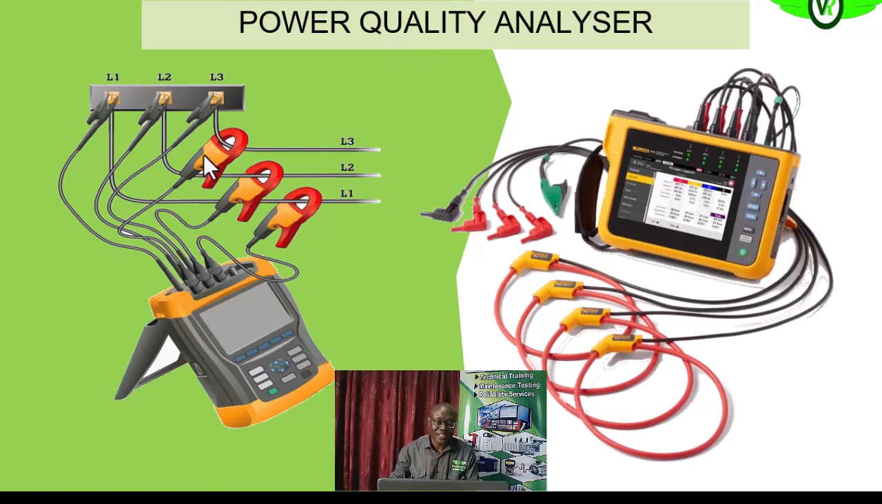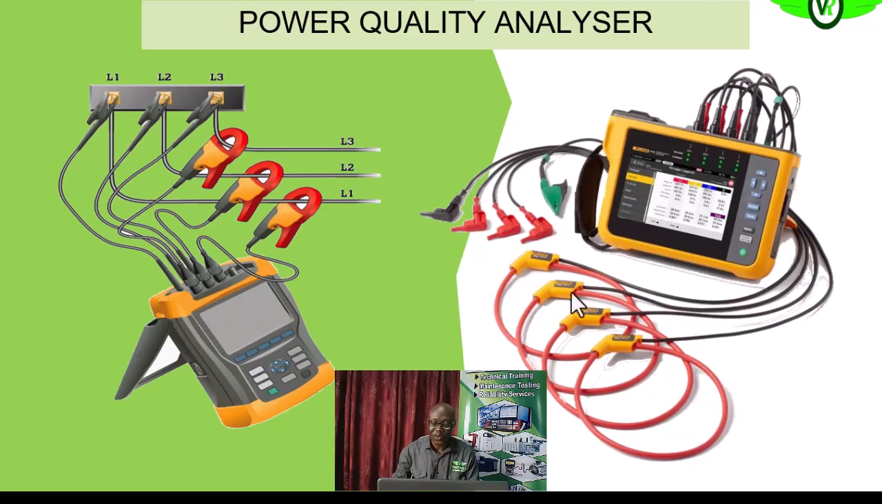So we have 4 current probes in most cases. But if you have a direct 3-phase equipment or 3-phase line, you connect the 3 current probes, as shown in the diagram on the left. Then we also have potential probes. It is usually 4, one on the neutral. So you have those 3 potential probes on each of the phases to give you the potential reading on the analyzer.